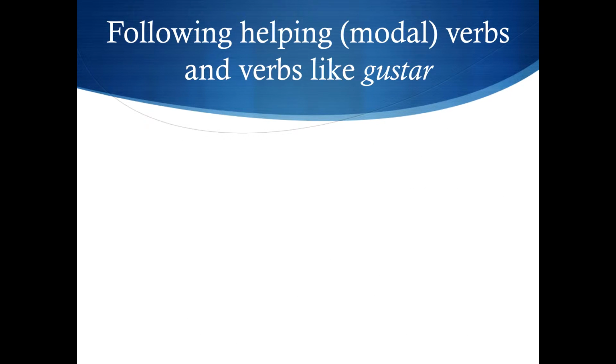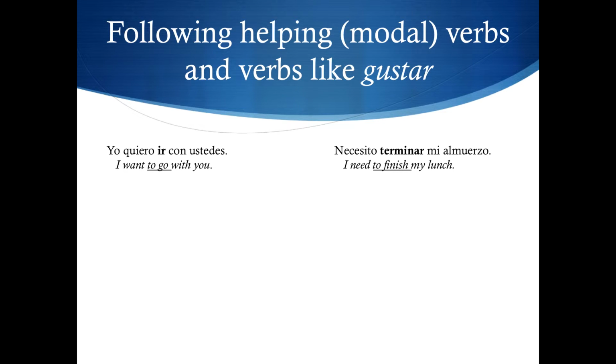Following helping or modal verbs and verbs like gustar, you're also going to use the infinitive. Yo quiero ir con ustedes. This is probably the very, very first thing that you learned about compound verbs. Yo quiero ir. I want to go with you. Necesito terminar mi almuerzo. I need to finish my lunch. No change of subject, and the verb is already conjugated, so the next verb goes in to the infinitive.